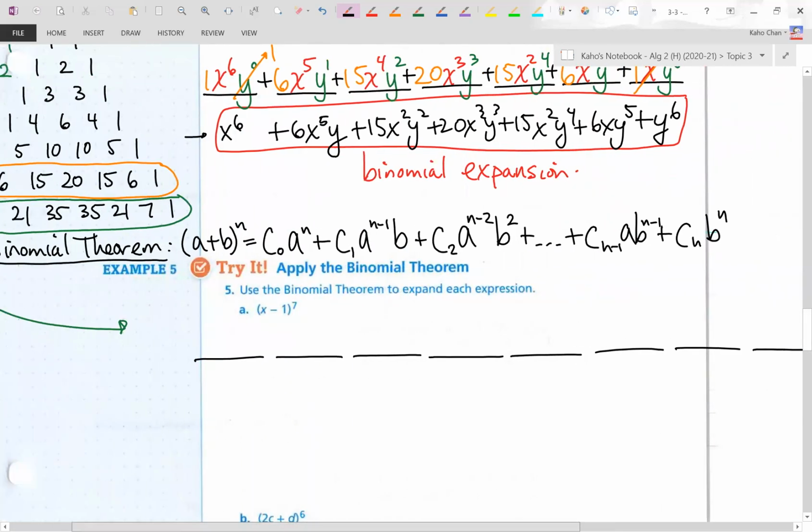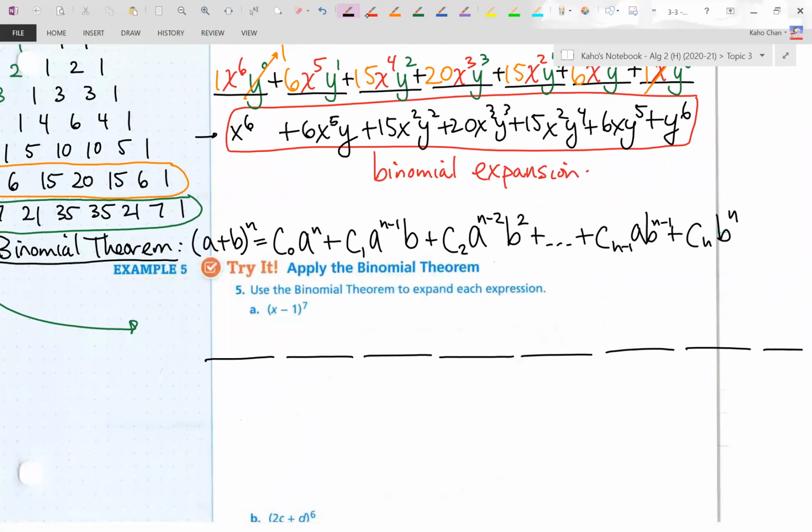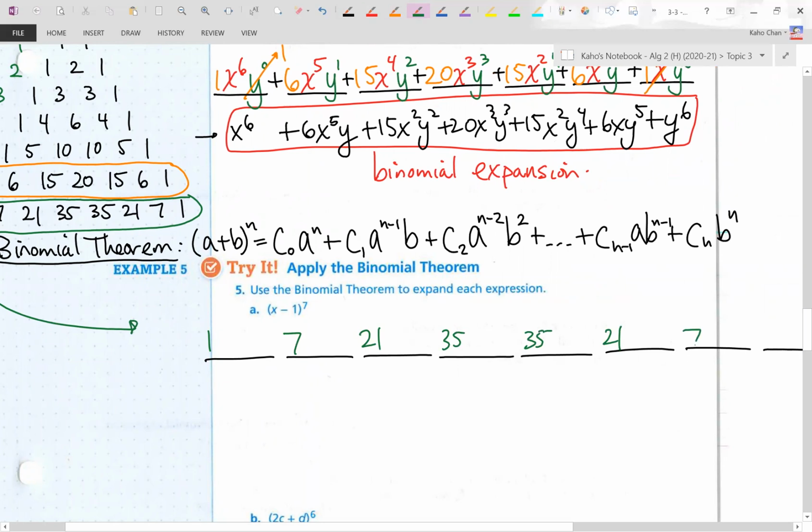We're going to take those coefficients and plop them down. Here we go. They are 1, 7, 21, 35, 35, 21, 7 and 1. Isn't this crazy? Great. We're identifying A and B. A is x. Okay. B, be very careful here. B is not 1, it's negative 1. There's a minus sign right there. So A is x, B is negative 1, okay?